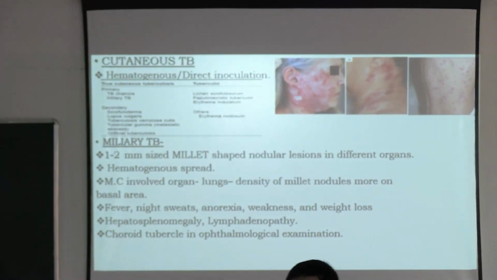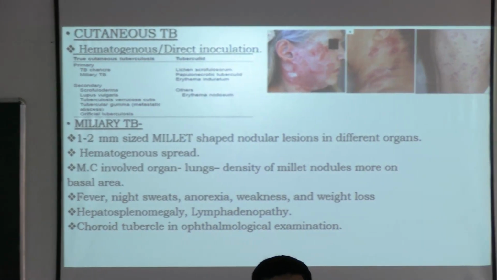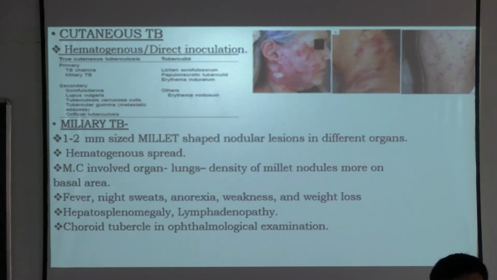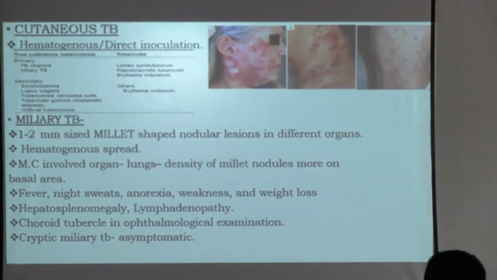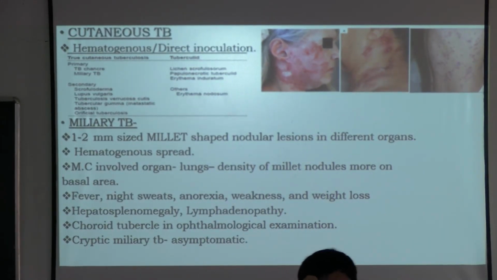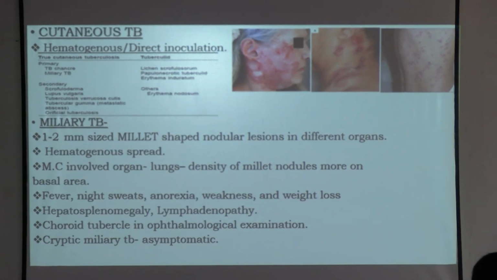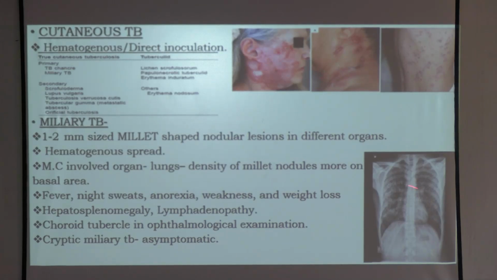And if you suspect a patient with miliary tuberculosis, you have to examine the eye, both eyes. Mostly you may find choroid tubercle and papilledema. And there is another term called cryptic miliary TB, which usually occurs in case of old age patients. Cryptic miliary TB, that is miliary TB, but this is asymptomatic, incidental finding. So this is millet shaped nodule.